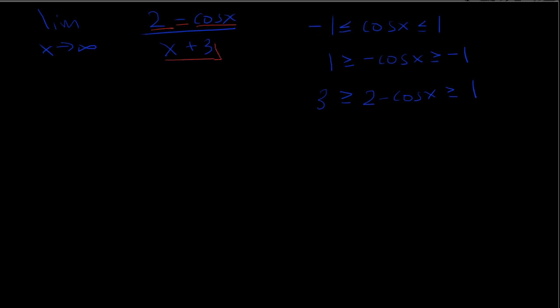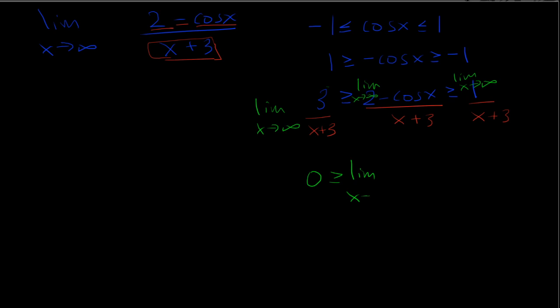Now the last piece I need is the x plus 3. So I'm going to divide everything by x plus 3. So take the limit now of everything. We know the limit as x approaches infinity of 3 over x plus 3 goes to 0. And we want to find the limit of 2 minus cosine x over x plus 3. And we also know the limit as x approaches infinity of 1 over x plus 3 is also 0. So 2 minus cosine x over x plus 3 is bounded by two functions whose limit goes to 0. So by the squeeze theorem, the limit has to be 0.